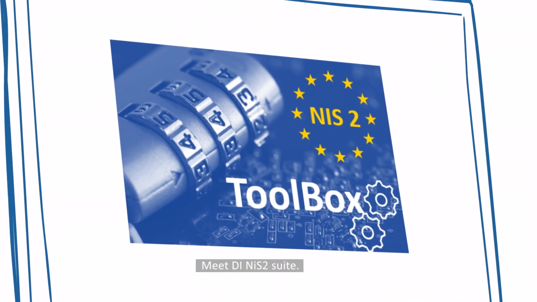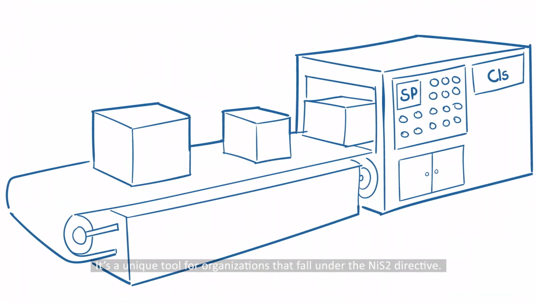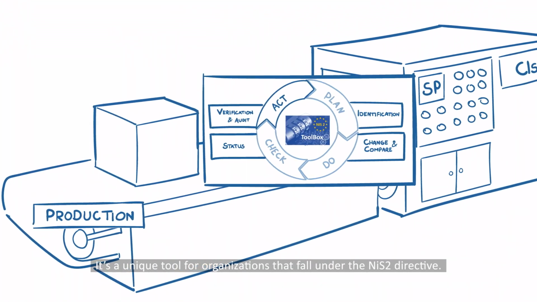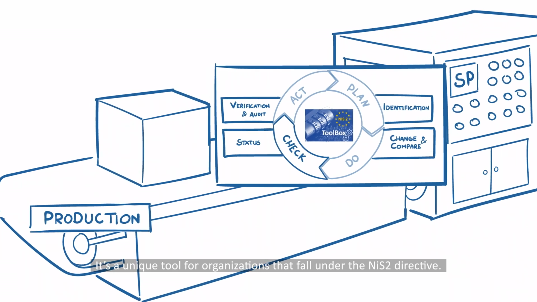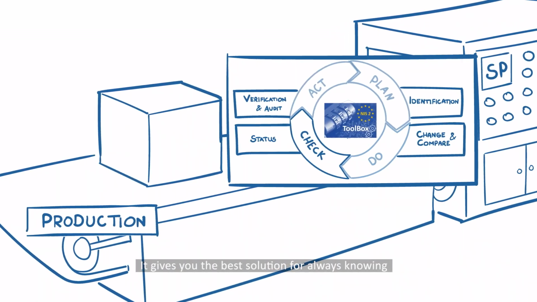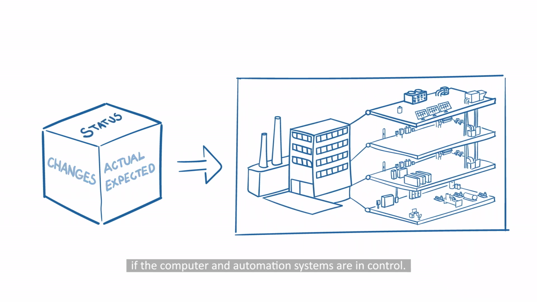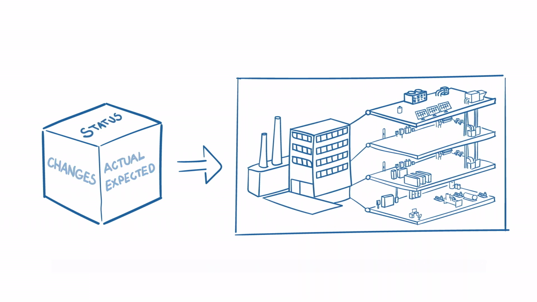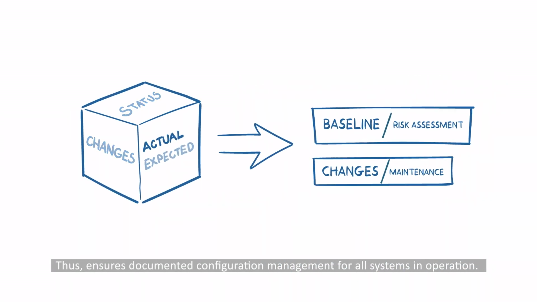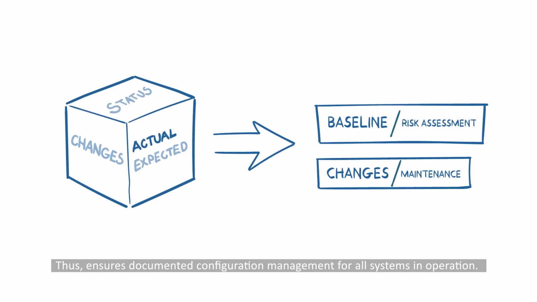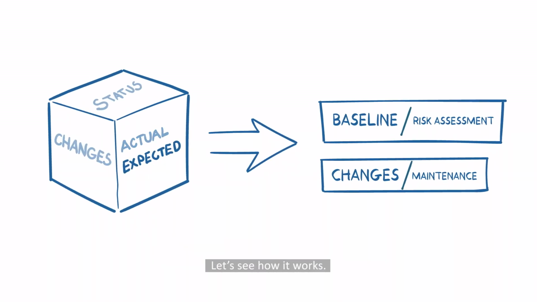Meet the DI-NIS2 suite. It's a unique tool for organizations that fall under the NIS2 directive. It gives you the best solution for always knowing if the computer and automation systems are in control. Thus, it ensures documented configuration management for all systems in operation. Let's see how it works.